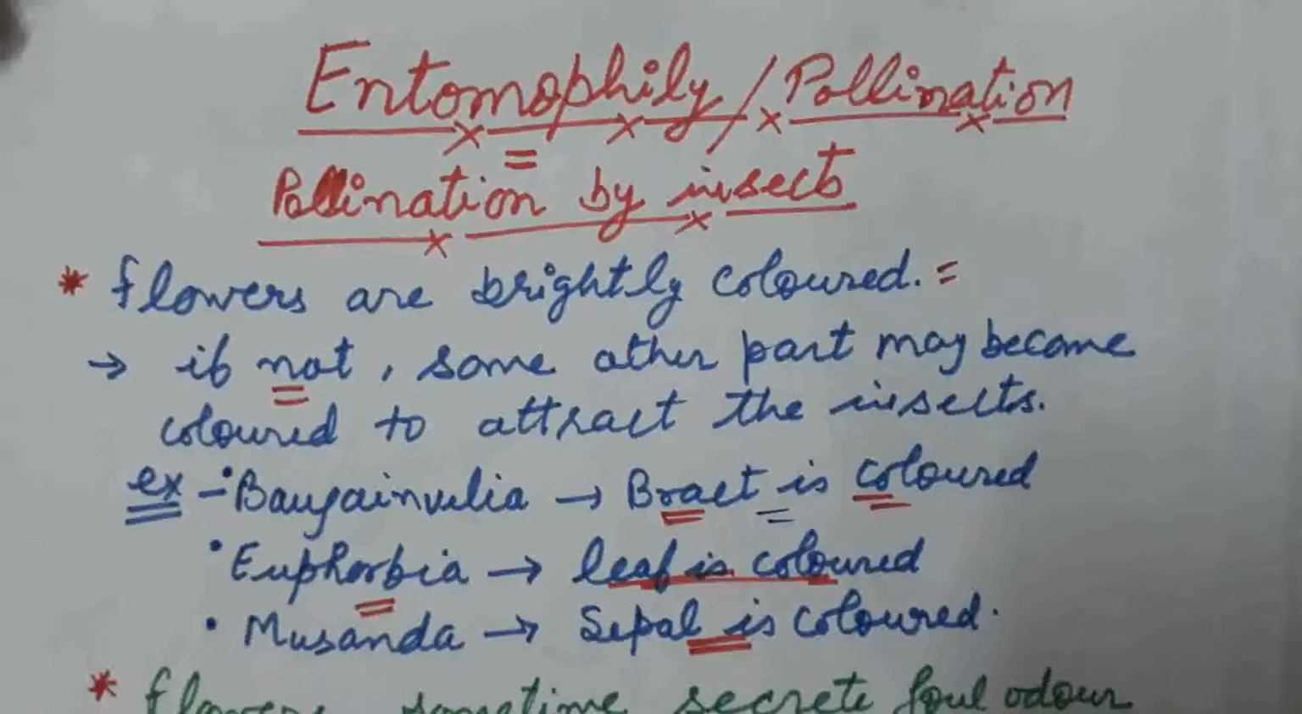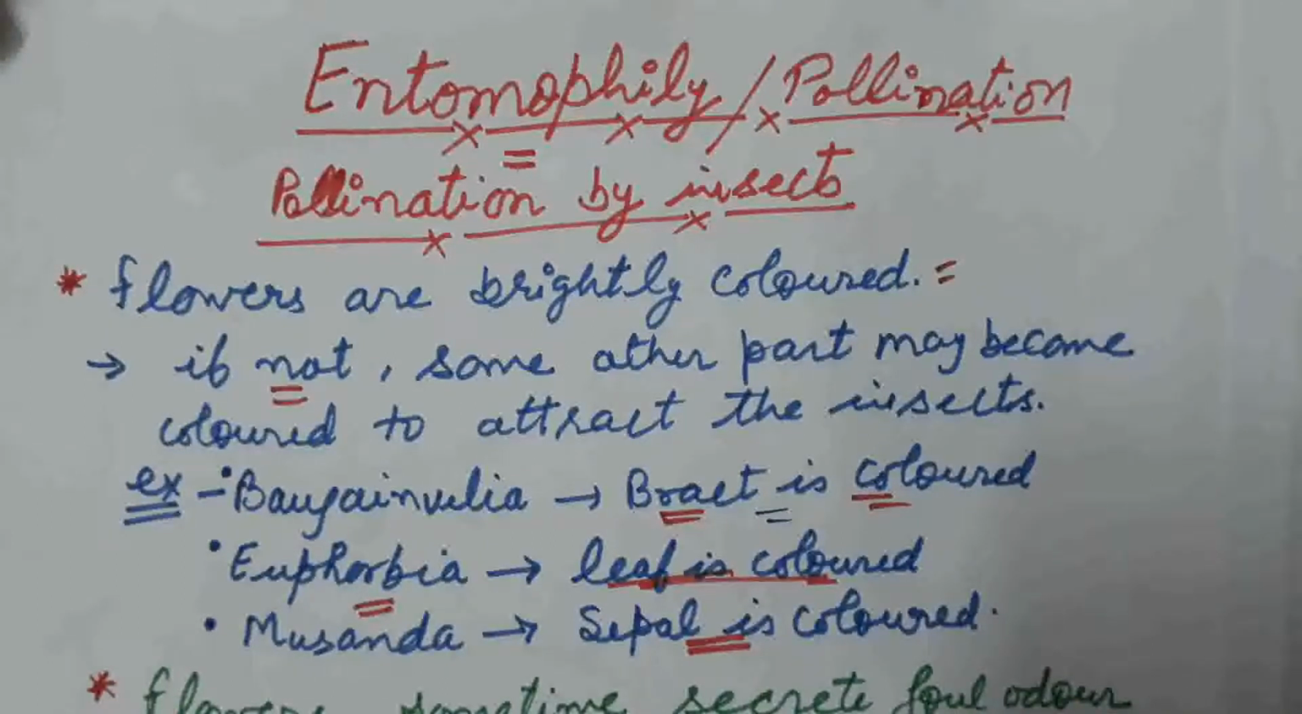Students, in this video we are going to discuss a new concept of pollination, that is pollination by insects. The term we use for this is entomophily. So pollination by insects is known as entomophily. Now we are discussing the characteristic features which favor entomophily.